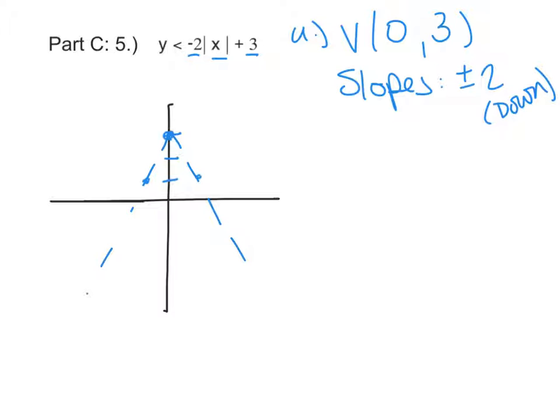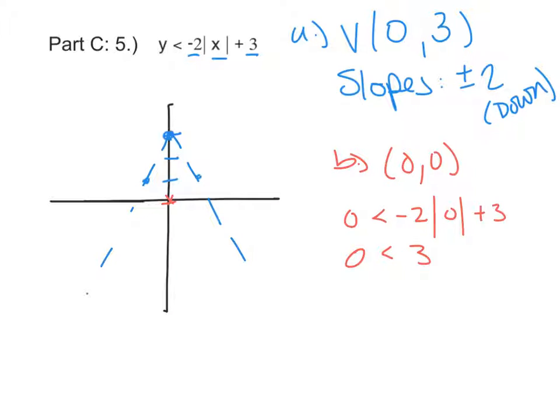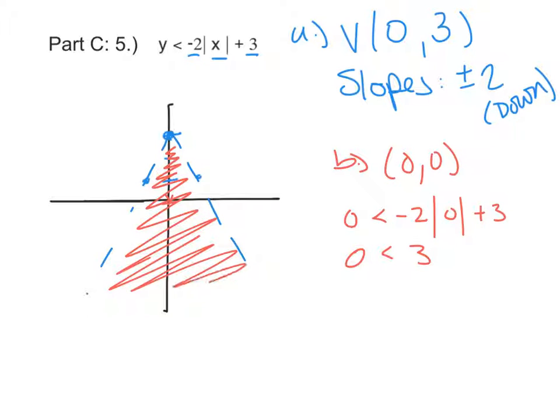Last part is to shade. And I want to know, is 0, 0 a solution? So plug in 0, 0. Is 0 less than negative 2 times the absolute value of 0 plus 3? Well, negative 2 times the absolute value of 0 is 0. And is 0 less than 3? Yes, it is. So we're going to shade inside of the V this time.